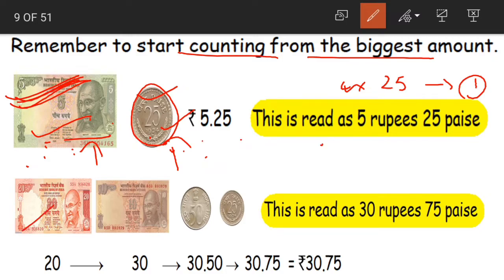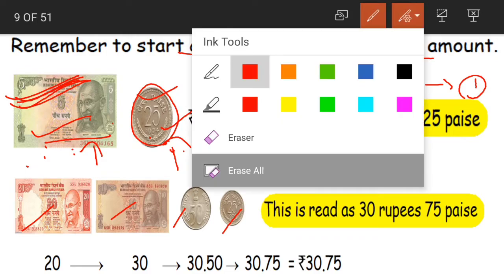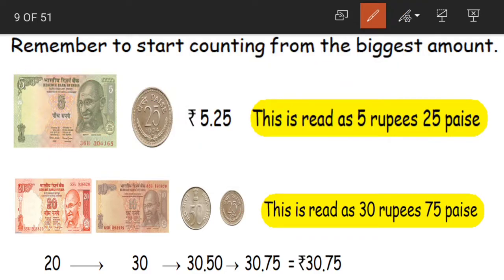Now next we have a 20 rupee note, a 10 rupee note, and 50 paise and 25 paise coins. Now again how will we add? Remember to start counting from the biggest. These two are rupees. We can add rupees and rupees together, and paise and paise together. Now 20 plus 10 becomes 30 rupees. 50 plus 25 becomes 75 paise.